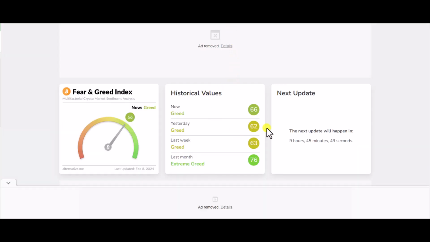Fear and greed, 66. So we're a bit more greedy than yesterday. Yesterday was at 62, 66 today. I tend not to buy greed, especially when it hasn't broken out of significant resistance levels.